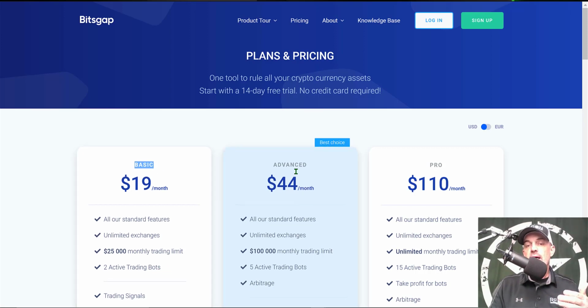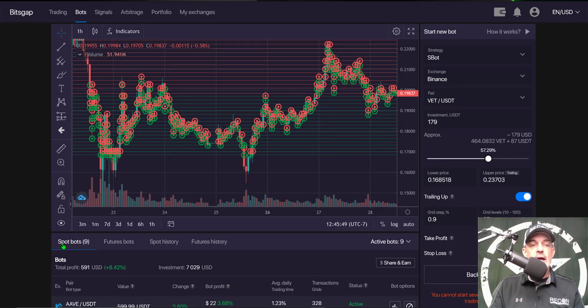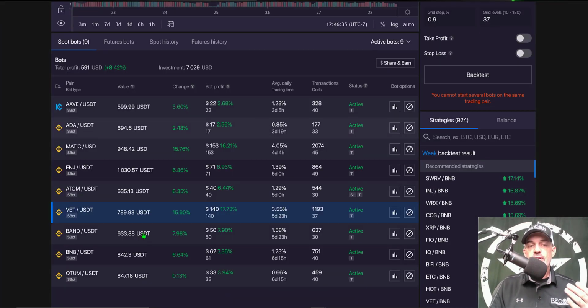If you want to deploy more bots, you can step up to the advanced plan and deploy 5 active trading bots. I personally use the Pro plan, as I typically have somewhere between 10 to 15 grid bots deployed at any given time. As you can see right now, I have 9 of the spot bots deployed, and this is the list of the 9 bots I currently have live and running.